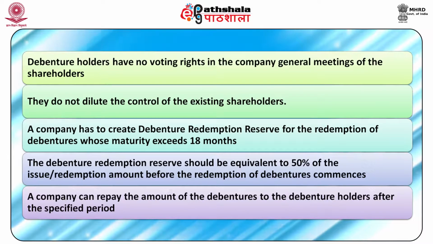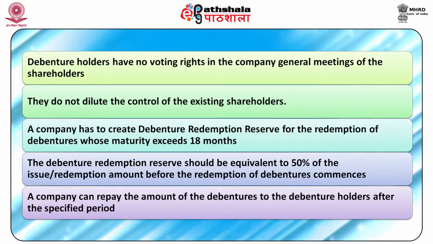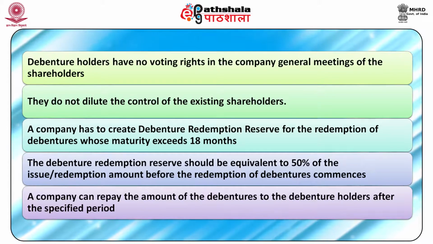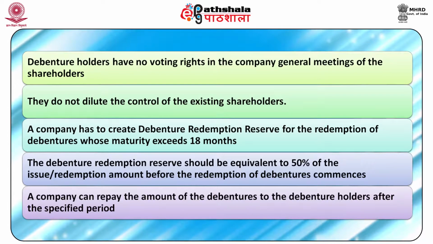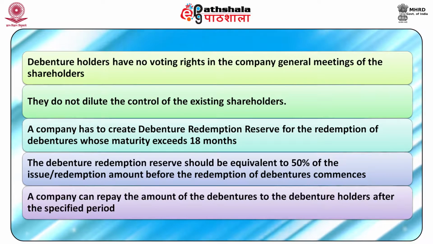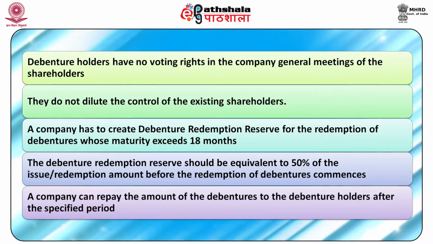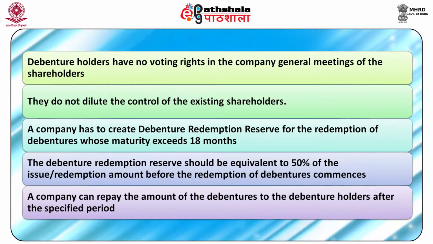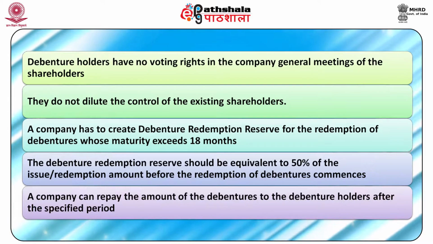The third feature of debenture is that debenture holders have no voting rights in the company in the general meeting of the shareholders. They do not dilute the control of the existing shareholders. The fourth feature of debenture is that company has to create debenture redemption reserve for redemption of debentures whose maturity exceeds 18 months. The debenture redemption reserve should be equivalent to 50% of the issue or redemption amount before the redemption of debenture commences.